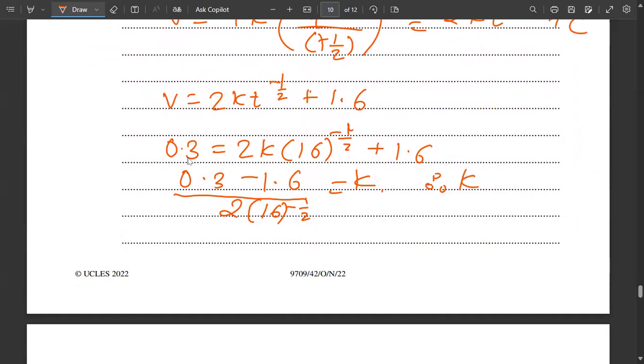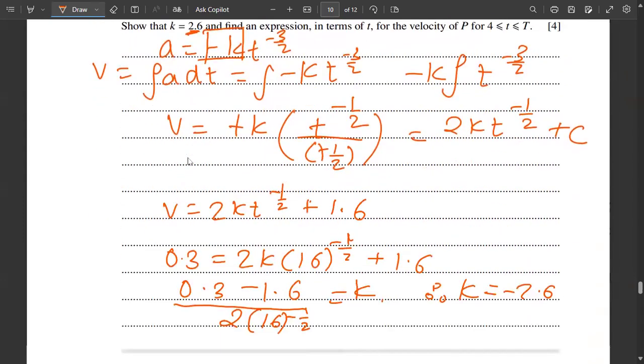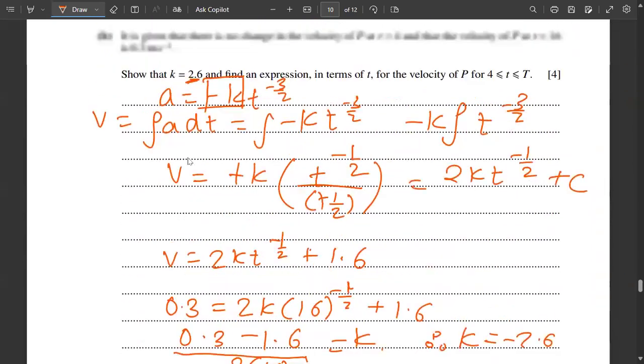So the value for k, we don't need to put it in the calculator. Actually this is minus 1.3 upon 2 into 16 raised to minus 1 by 2. This will be 1 by 4, so this becomes minus 2.6. So the value of k is minus 2.6, but we'll have to add a plus sign because they have written minus k. So the value of k is 2.6.